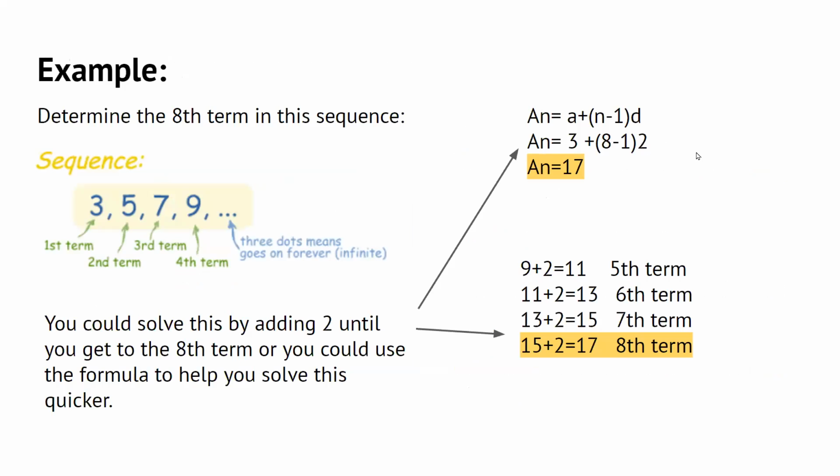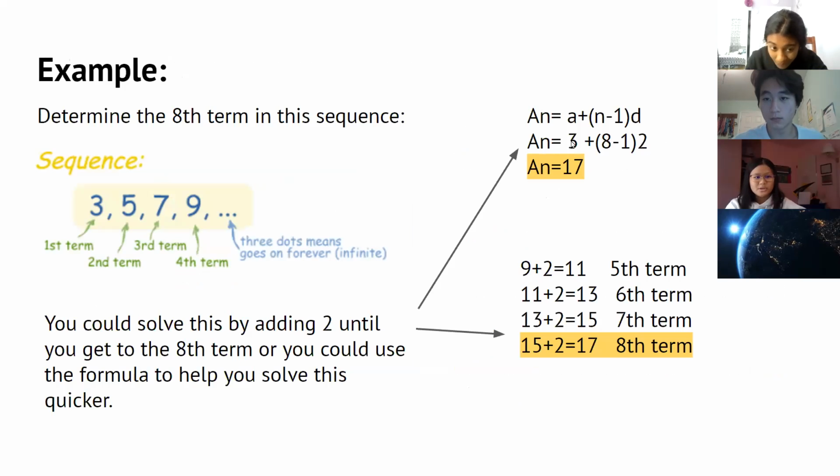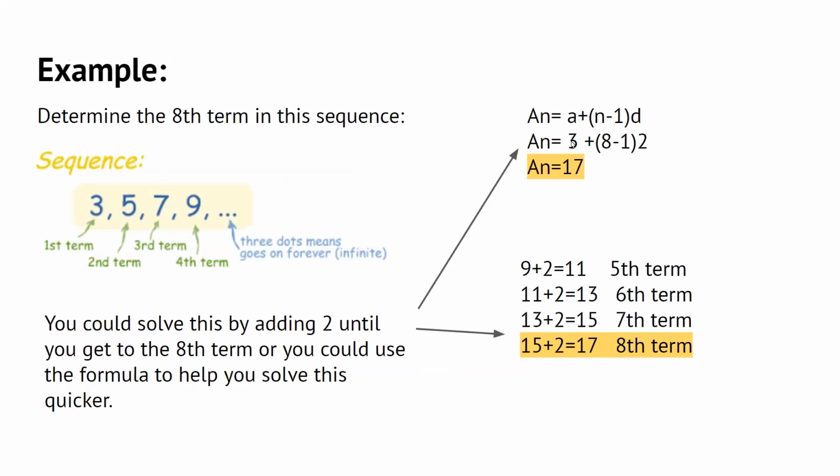So let's go ahead and do some examples relating to this new equation that we have and applying it to a problem. So for this problem, we're going to determine the 8th term in the sequence. So our sequence is 3, 5, 7, 9, and so on. There are two different ways to do this. The first way is to use the original equation that Mahati has given you: a_n equals a plus n minus 1 times d.